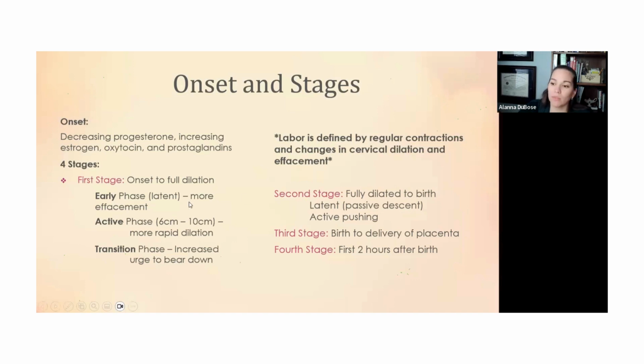Okay. So the first stage is, think contractions and dilation of the cervix. And the second stage is you're already fully dilated and you are pushing. So it's the descent of the baby through the pelvis. And that's considered the latent second stage. When you're already fully dilated, you're not pushing yet, but your contractions are helping push the baby down. This sometimes happens though, like simultaneously or within a couple minutes of each other, right?